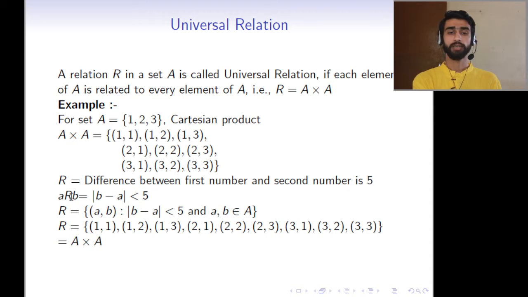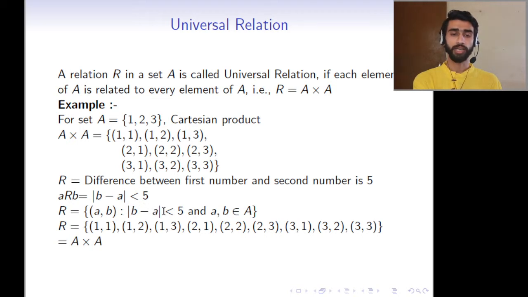Here I am saying, see this type of definition, A R B. I will write it as B minus A is less than 5. I am correcting myself. The relation is that the difference of two numbers is less than 5. So with the modulus, A minus B and B minus A are both equal. The difference is less than 5. I can write it in another way, R equals {(A, B) such that B minus A is less than 5 and (A, B) belongs to capital A, the set}.